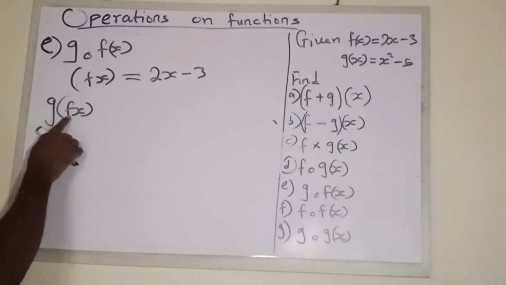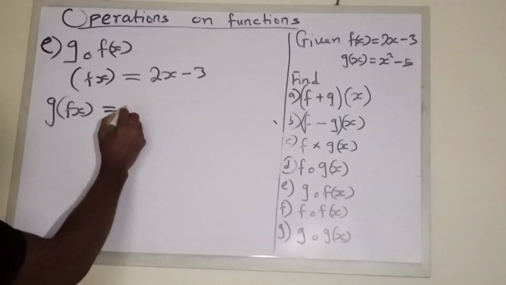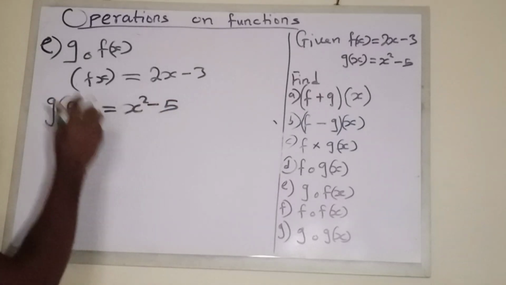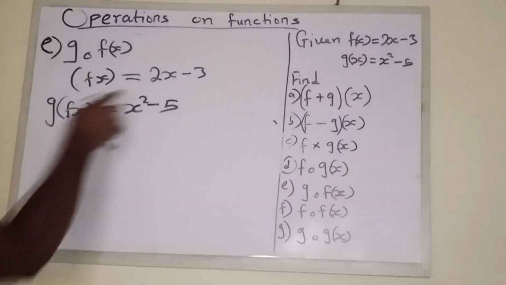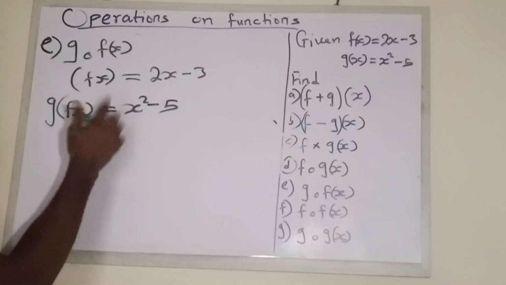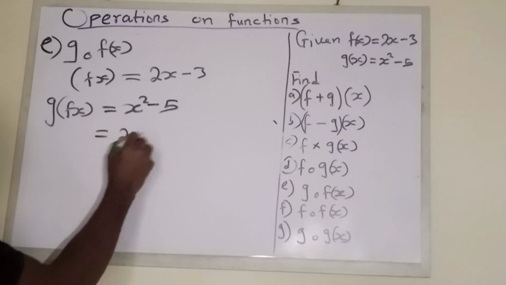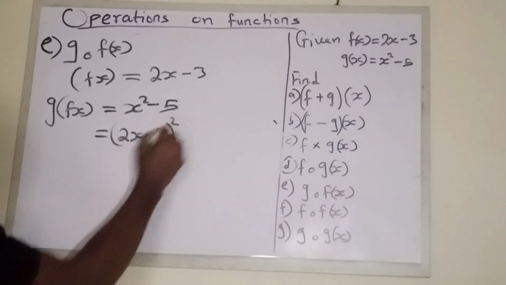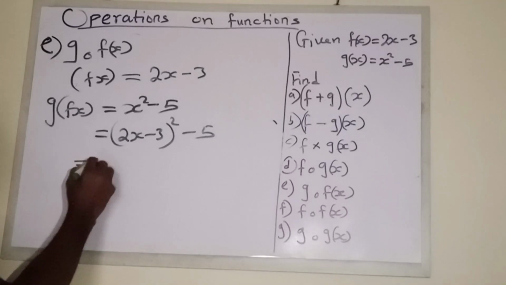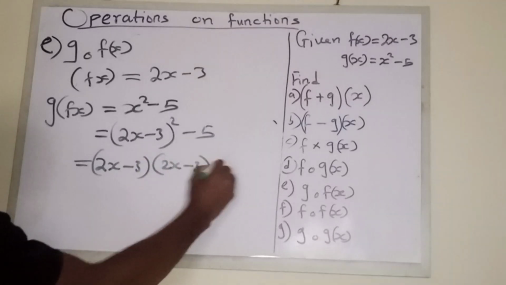And if this g saw this as x, it means our g of x will be x squared minus 5. So whatever is our f of x, we are going to slot it inside this function. So we are going to have something like 2x minus 3 in brackets squared minus 5. So when we square this, we are going to have 2x minus 3 in brackets times 2x minus 3, then minus 5.